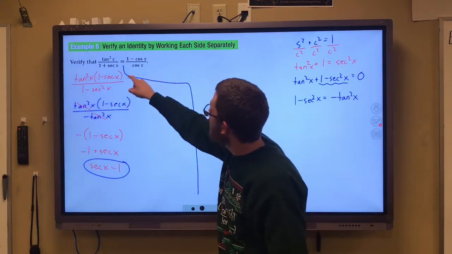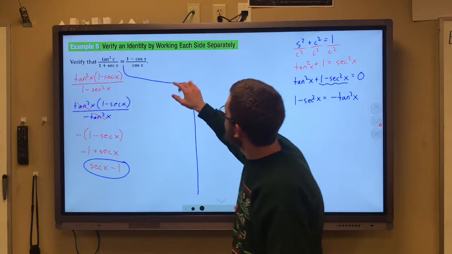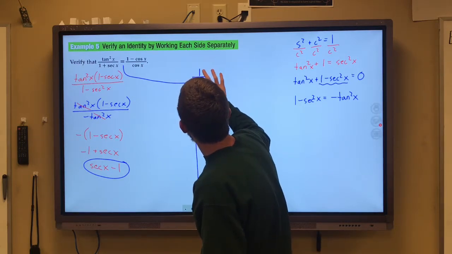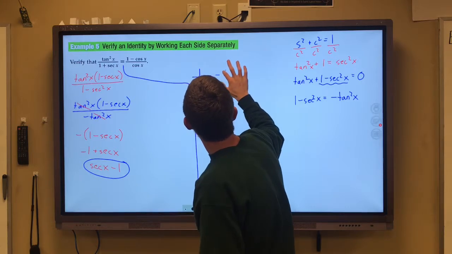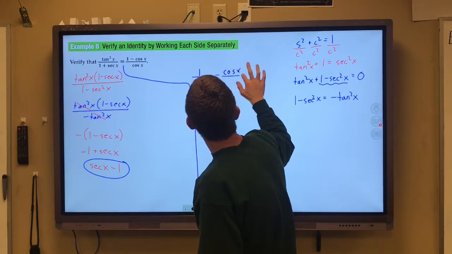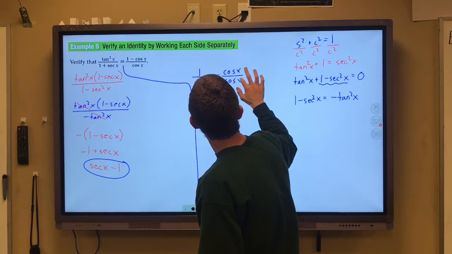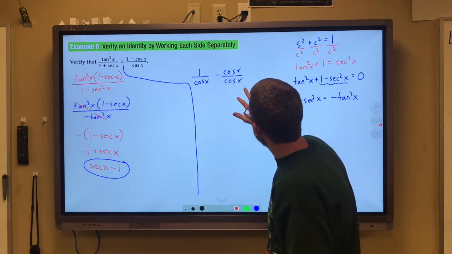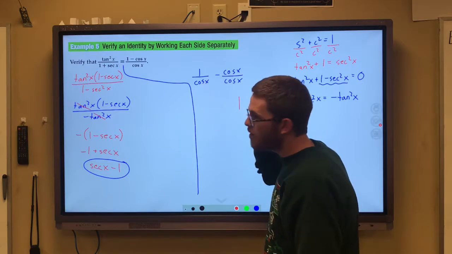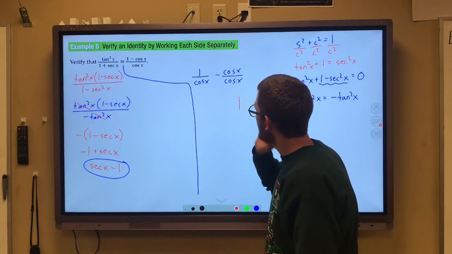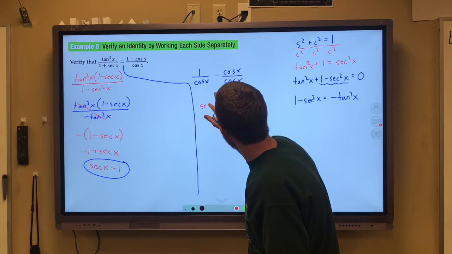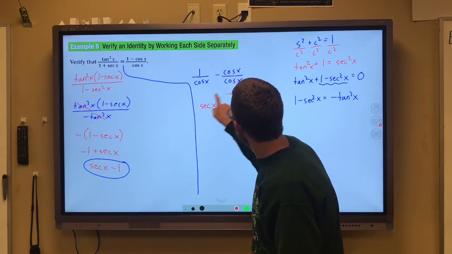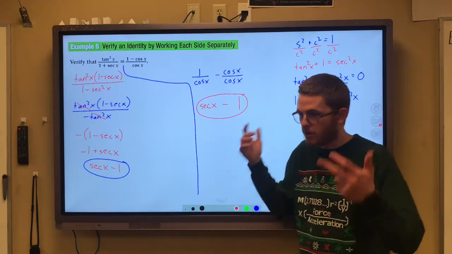So I only have one term in the denominator. I can go ahead and break that up. That is 1 over cosine of x minus cosine of x over itself. Of course, cosine divided by cosine is 1. Over here, 1 over cosine of x. Well, that is secant. So I do have secant of x minus 1. That worked out really well.